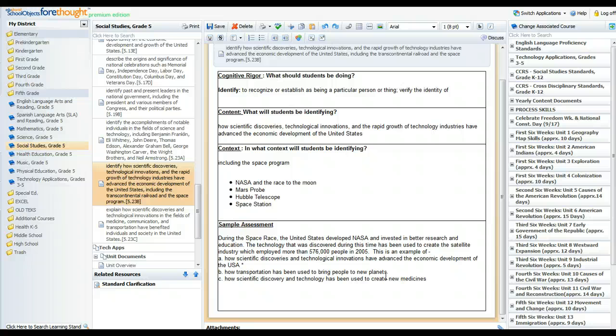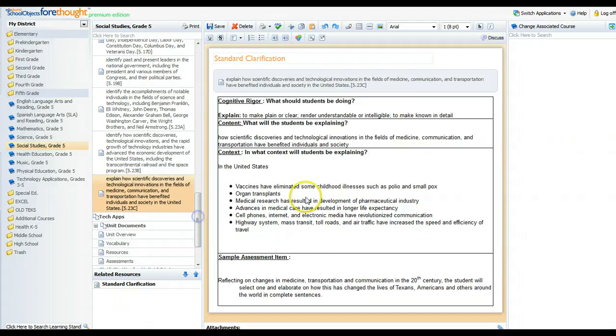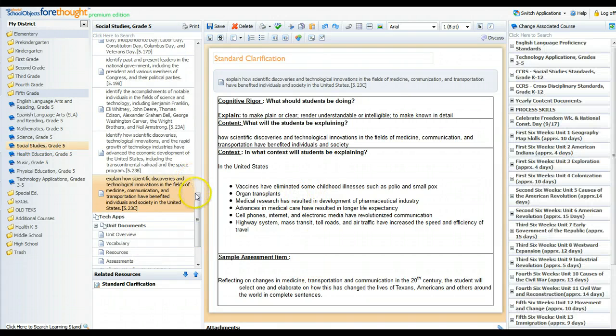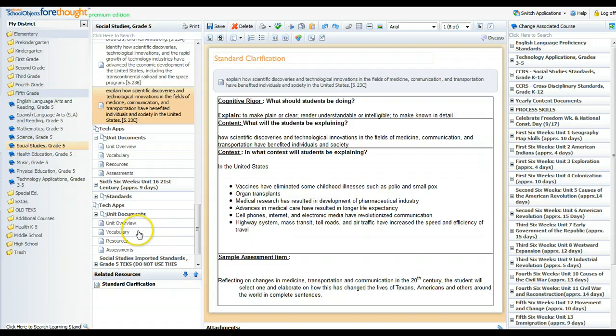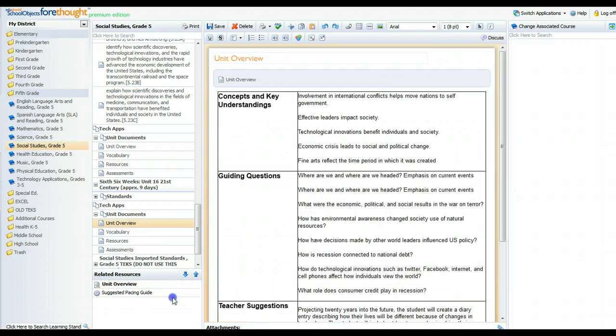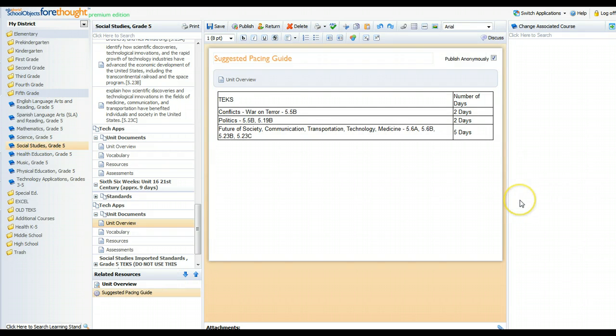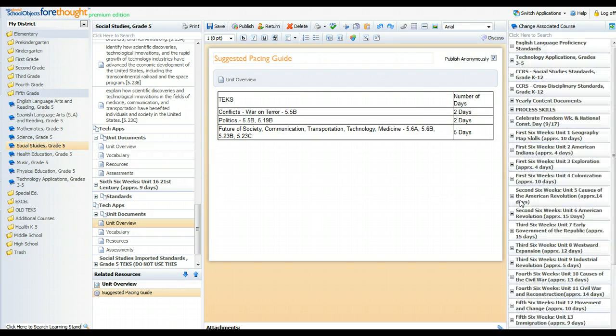It's can they take a situation and apply the overarching big picture and the themes from that. And, of course, explain how scientific discoveries in the field. And I've gotten all the things that have happened in the 20th century that they would need to talk about. For the 6 weeks, we're looking at the 21st century, so let's look at our unit documents. When you look at your unit overview and your suggested pacing guide, you're going to see that we're talking about conflicts like the War on Terror, politics, and then the future of society, communication, transportation, technology, and medicine.